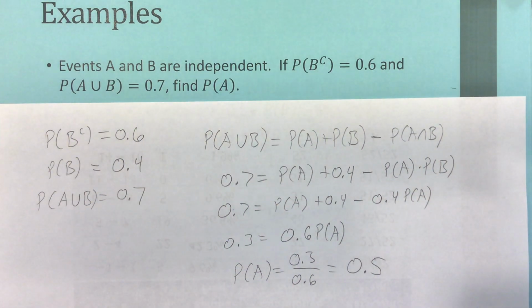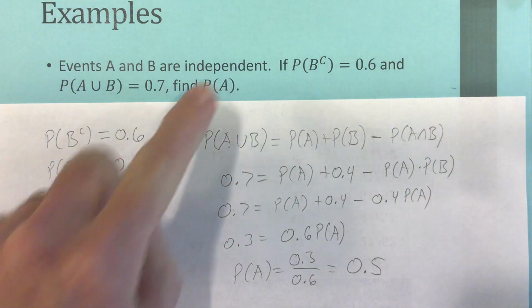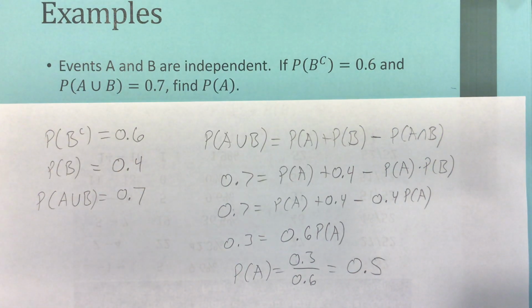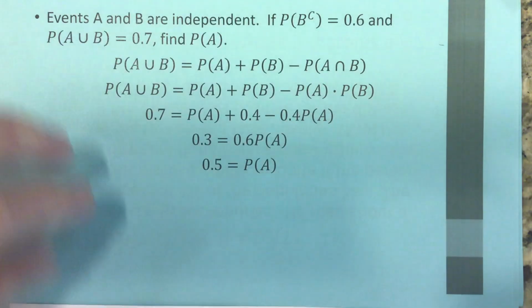Okay, notice that is not the same as 0.7 minus 0.4 because 0.7 minus 0.4 means disjoint, does not mean independent. Okay, that was fun.